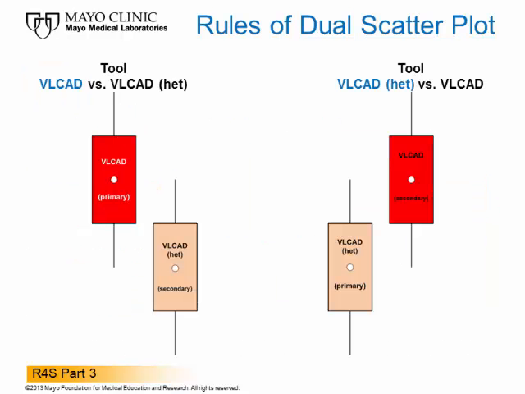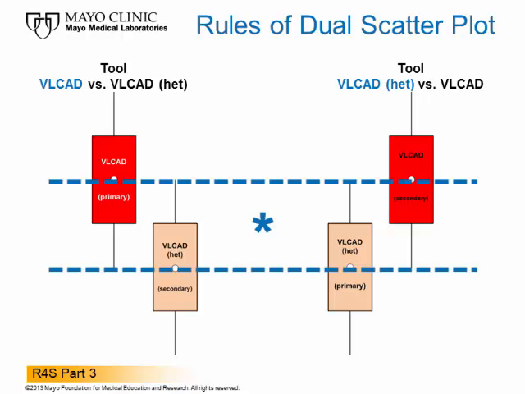The dual scatter plot is actually the combination of two tools, one that targets any non-overlapping result to increase the score for VLCAT and to decrease the score for VLCAT carriers. The other tool, shown on the right side, operates exactly in the opposite way. A result within the overlap range triggers no modification.